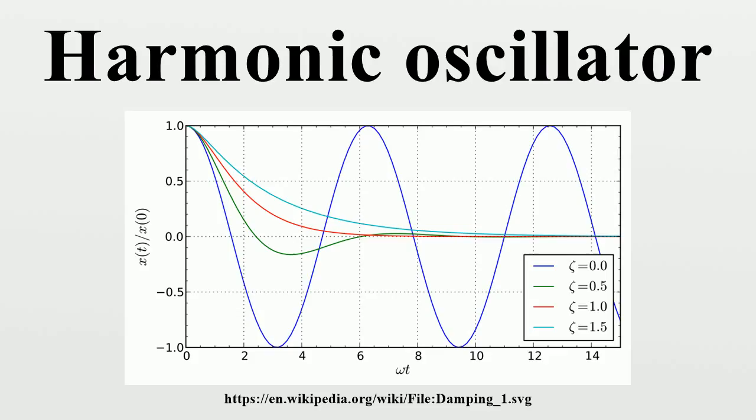A damped harmonic oscillator can be overdamped. The system returns to steady state without oscillating. Larger values of the damping ratio zeta return to equilibrium slower. Critically damped: the system returns to steady state as quickly as possible without oscillating. This is often desired for the damping of systems such as doors.